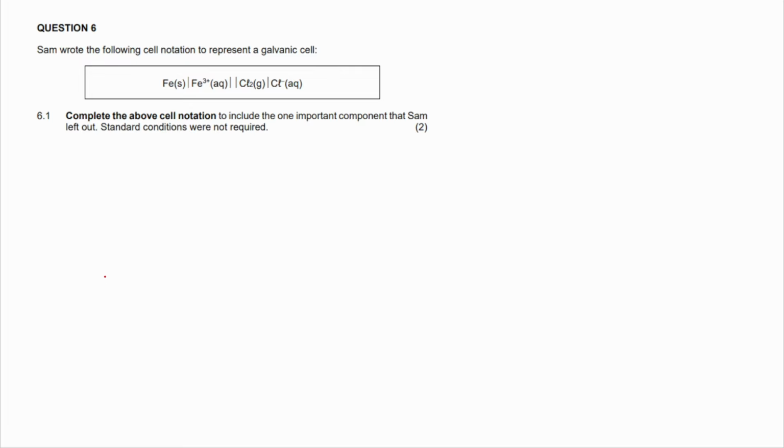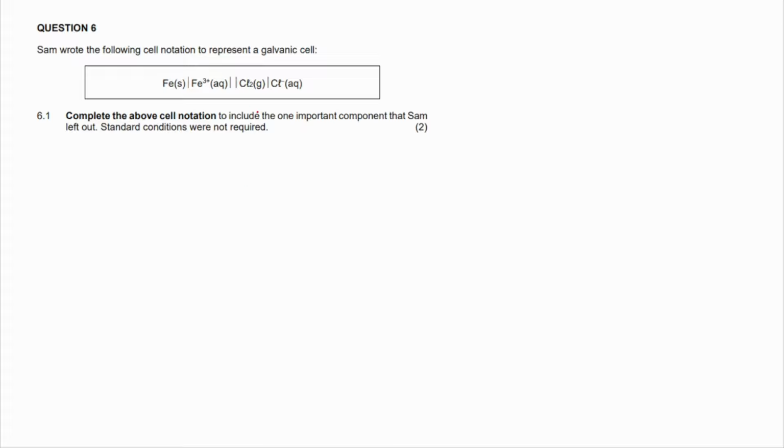Question 6. Sam wrote the following cell notation to represent a galvanic cell. We have to complete the above cell notation, and we have to include one important component that Sam left out. They also tell us that standard conditions were not required.